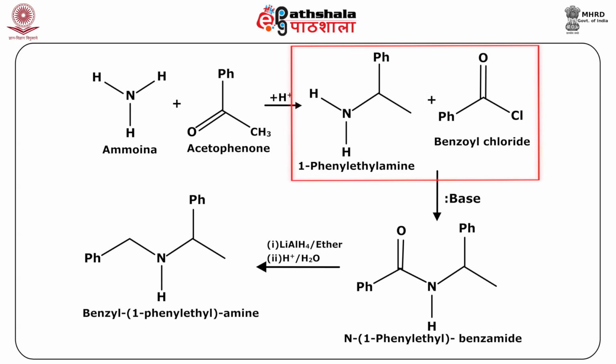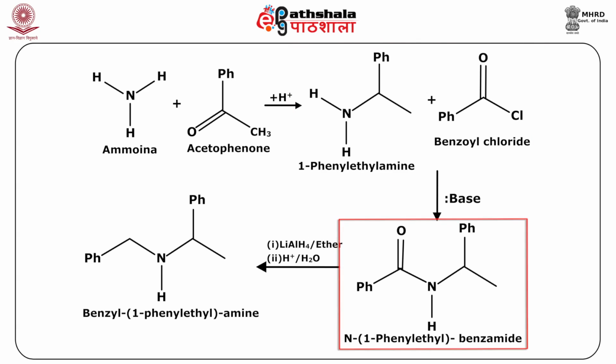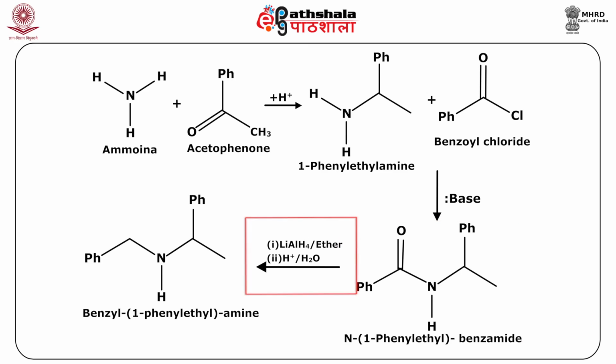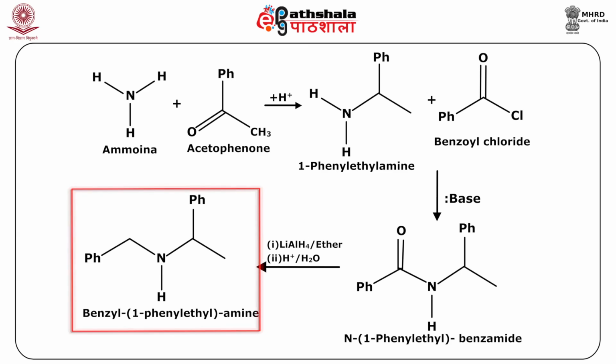In step 2, 1-phenylethylamine on reaction with benzoyl chloride in the presence of a base forms N-(1-phenylethyl) benzamide. In step 3, the N-(1-phenylethyl) benzamide formed undergoes reduction with a reducing agent like lithium aluminium hydride followed by hydrolysis to form benzyl 1-phenylethylamine.